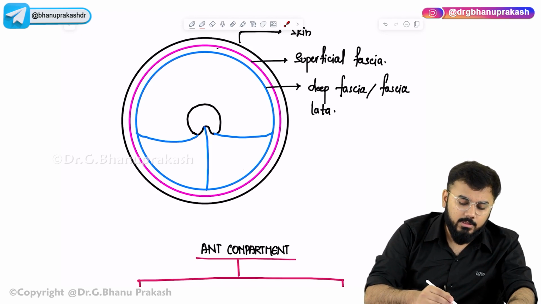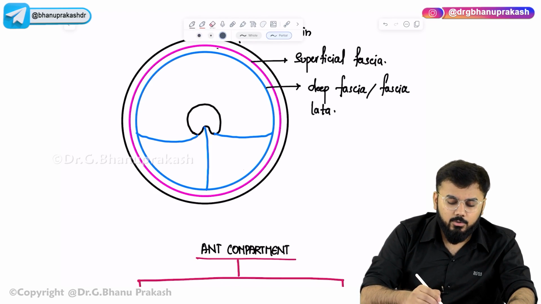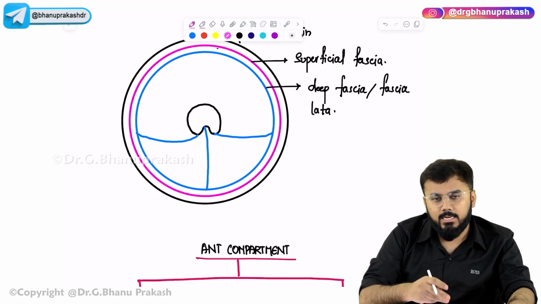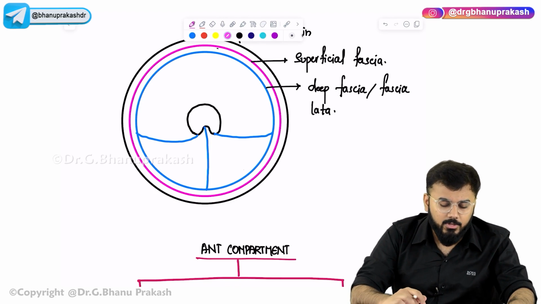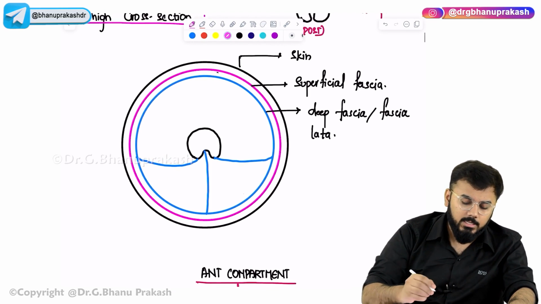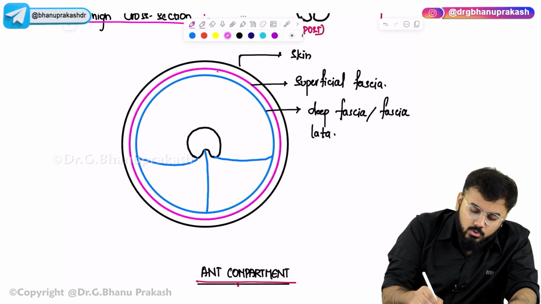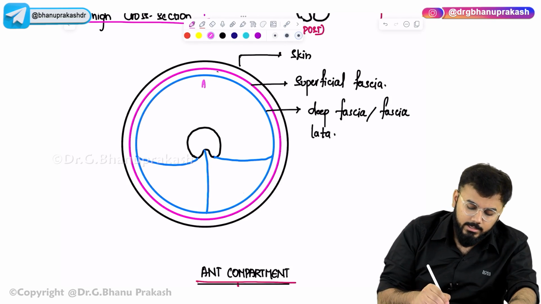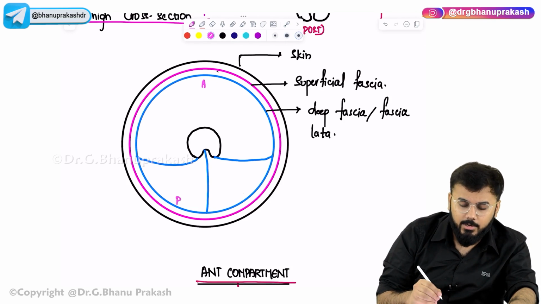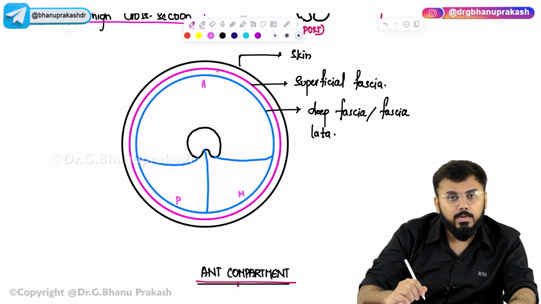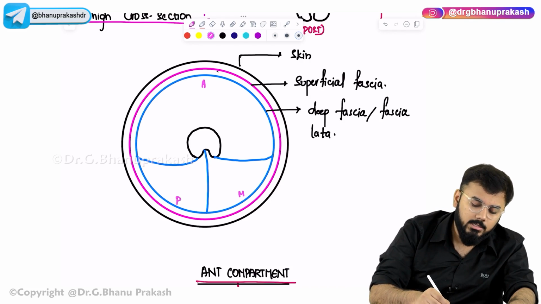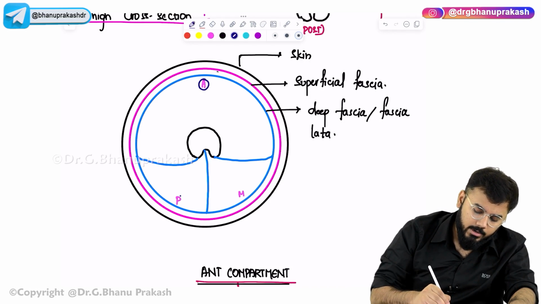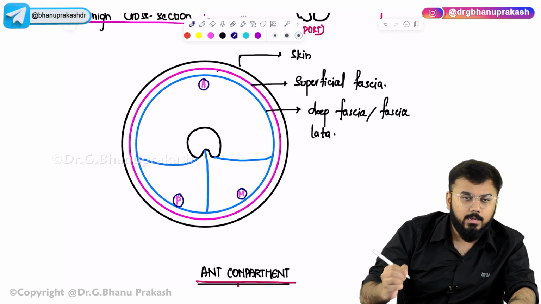Now in this section of the thigh, a few important things you need to keep in mind is that there are three important compartments over here. So what are the three important compartments? See here, this one over here is called the anterior compartment. This one over here is called the posterior compartment, and this one over here is called the medial compartment. So there are three compartments: anterior compartment, posterior compartment, and medial compartment.